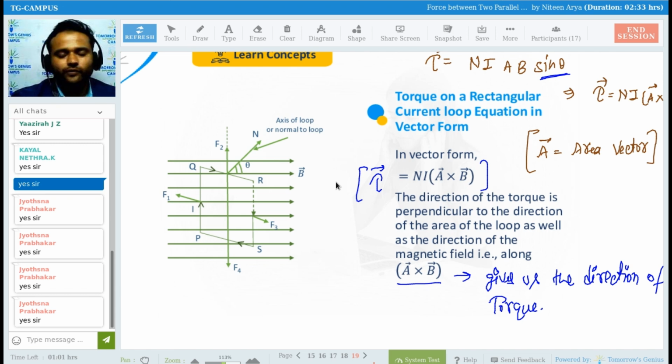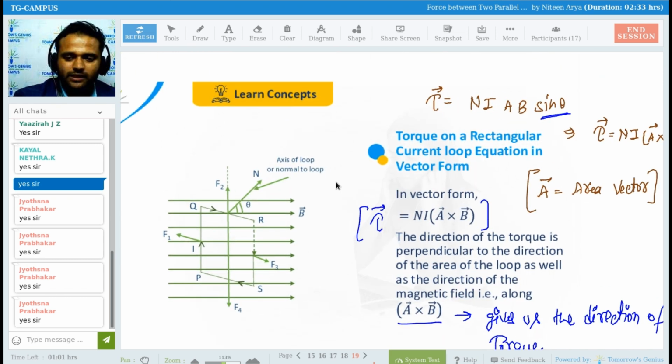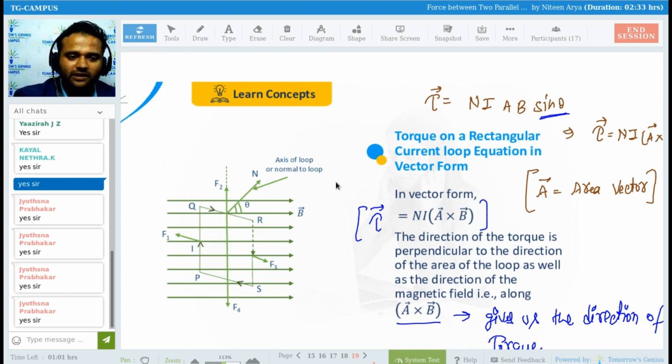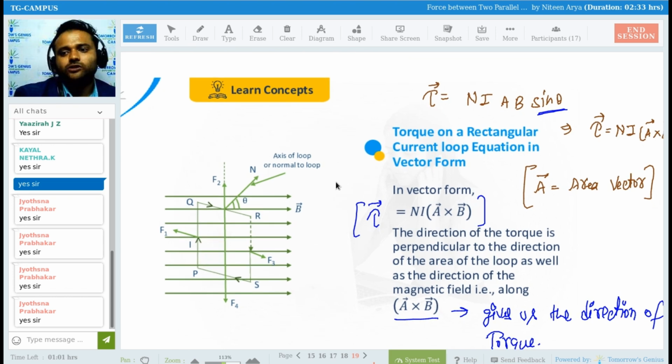Just type yes if it is clear, so I can move ahead a little bit more quickly. Clear, everyone? Which one, beta? See, till now you understand? NIAB sine theta. So instead of this, I can write A cross B. But now I treat my area A as a vector. What is the meaning of saying that? Just give me a minute.